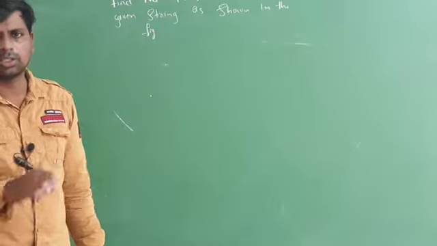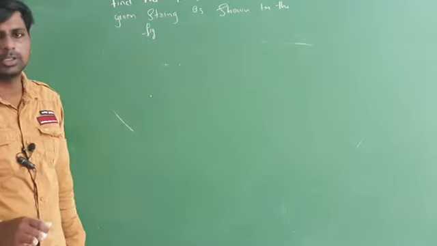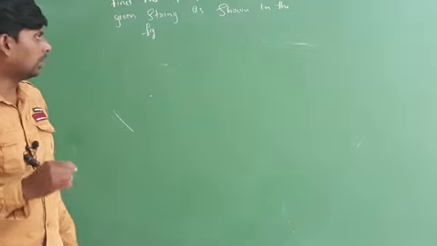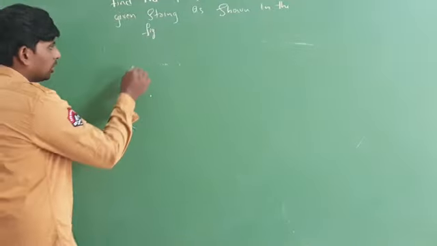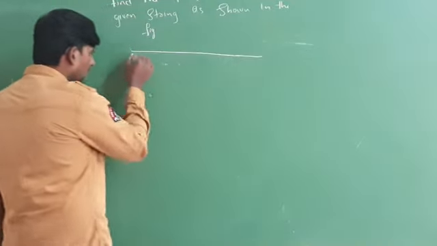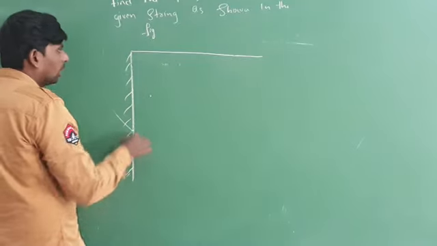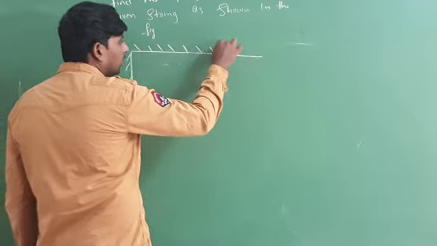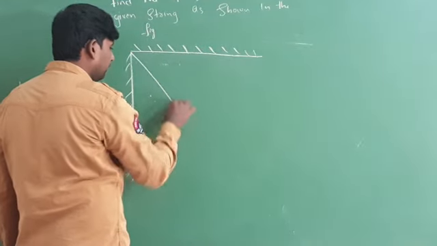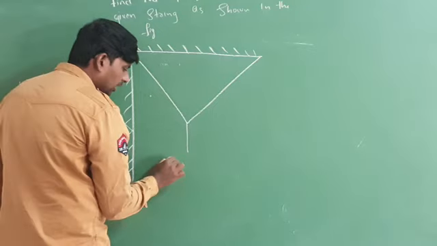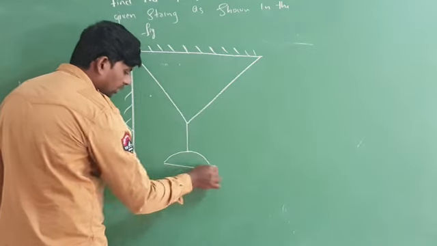Like this problem will not come in examination, but you have to remember this one. If you know this basic problem, then easily you can solve the remaining problems. So like this question will be given. Here this one is a fixed end and this side is also a fixed end. These are the 2 strings. It is connected with the lamp. This one is the lamp.